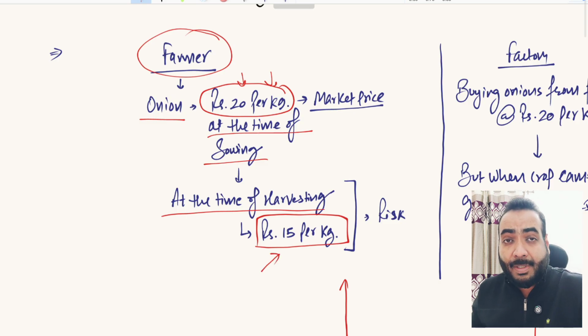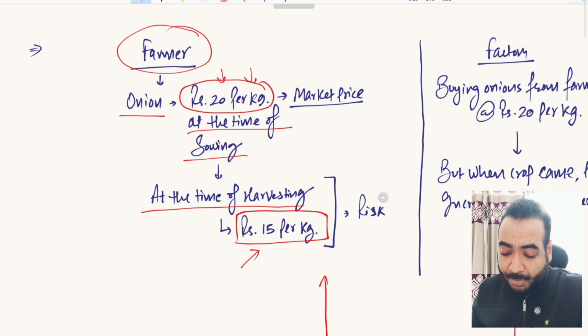So just imagine what would happen to a farmer whose finished product prices have reduced so drastically. This can hamper his upcoming season, this can hamper his family life. It will create a lot of instability in his life. So there is a lot of risk involved if the prices get reduced in future.